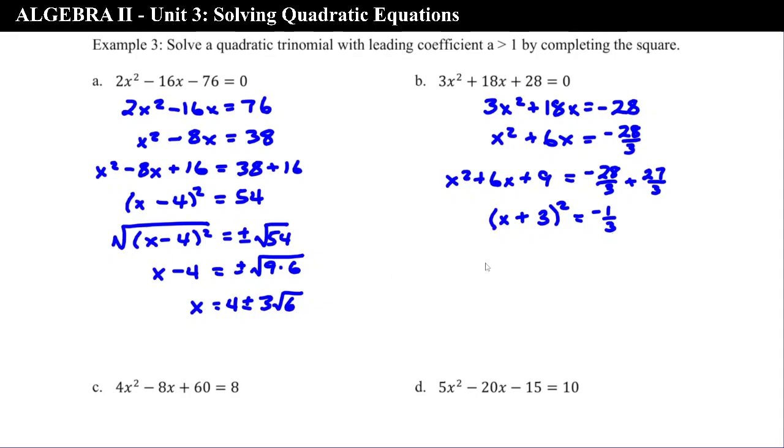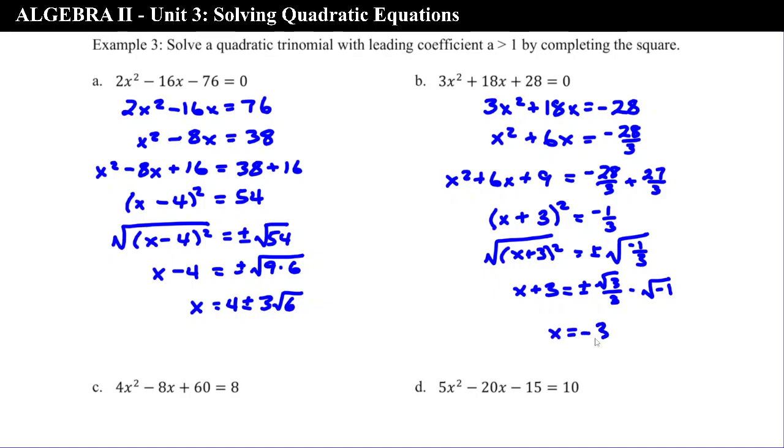So now we're going to take the square root of both sides. And when we do, we end up with x plus 3 on the left-hand side. On the right-hand side, we're going to rationalize that. So we're going to multiply the top and the bottom by the square root of 3. So we get the square root of 3 over 3. And then I'm going to pull out my square root of negative 1. And all that's left is to pull it all together.